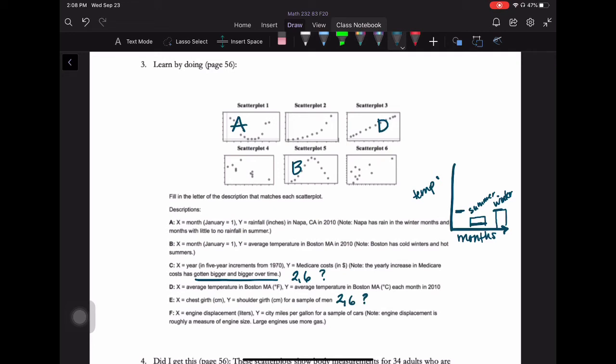And F is the engine displacement and the miles per gallon. Well, bigger engine, less miles per gallon. So we're going to have a negative relationship here. That means that our answer for F is scatter plot 4.